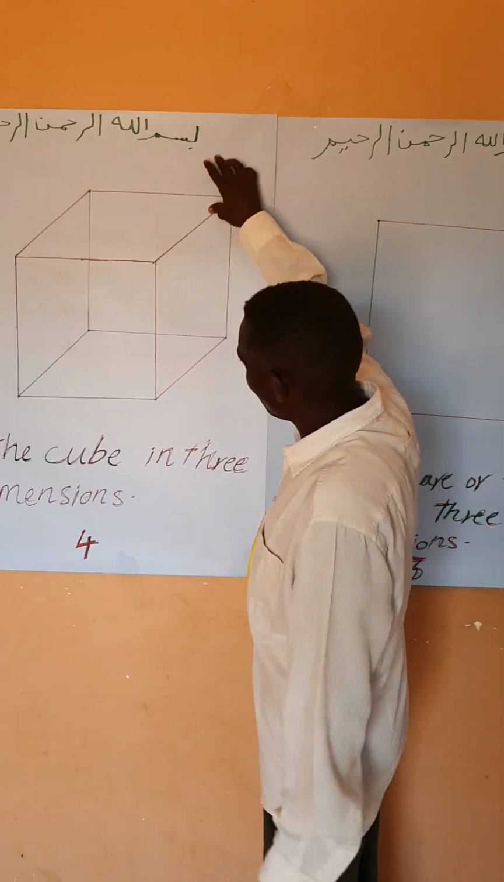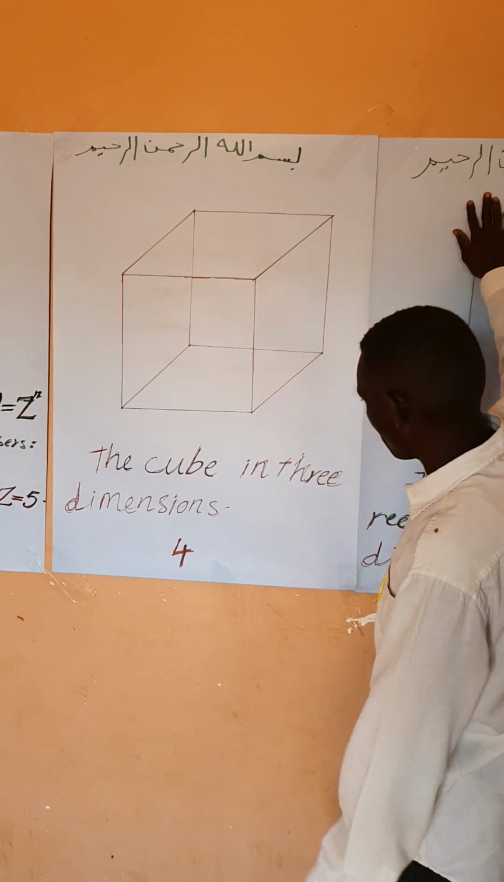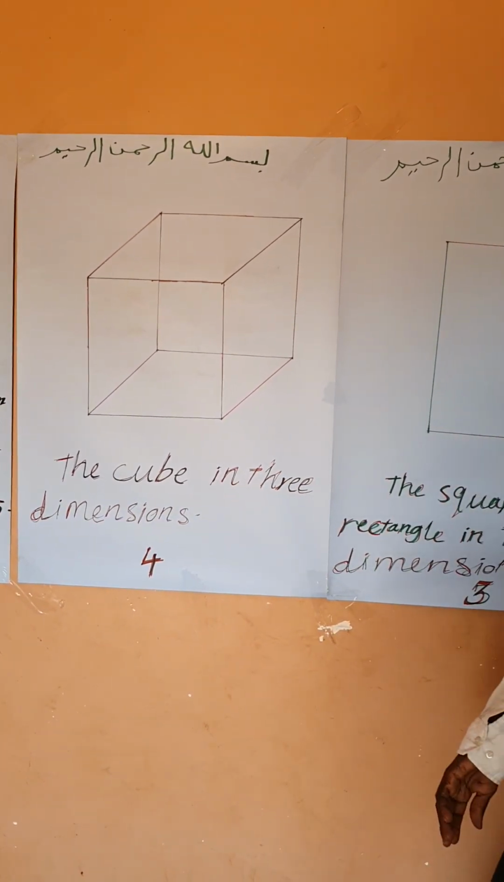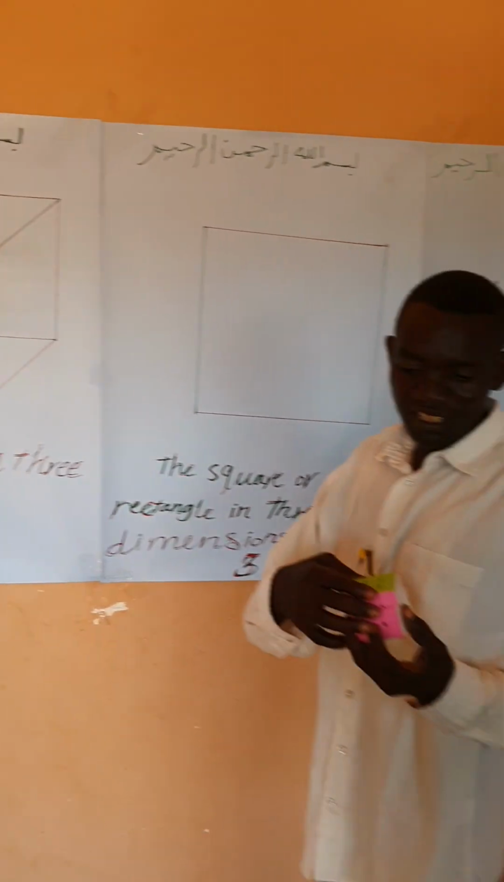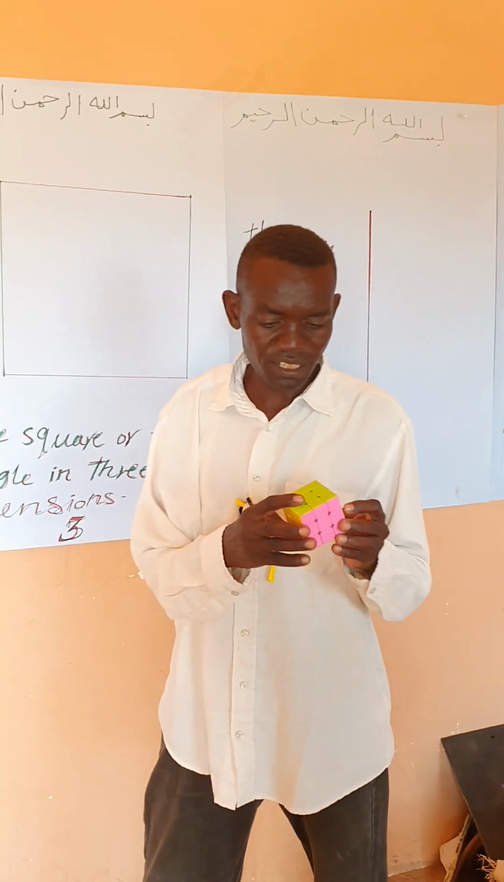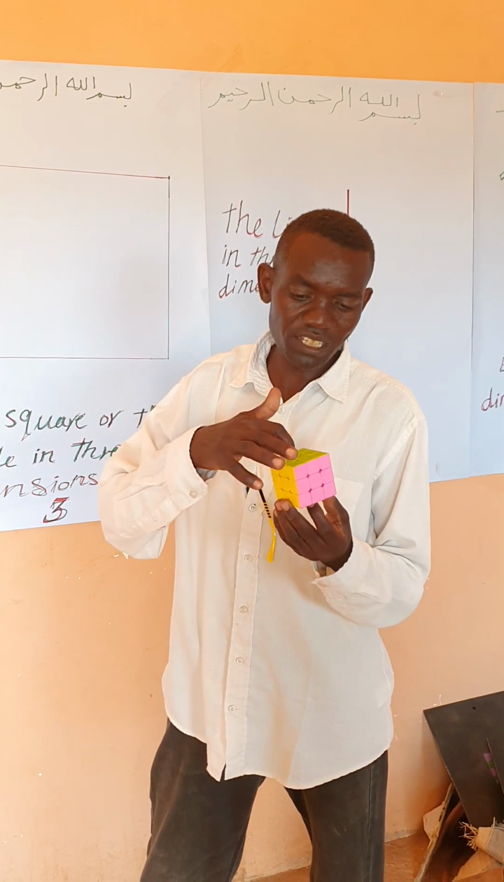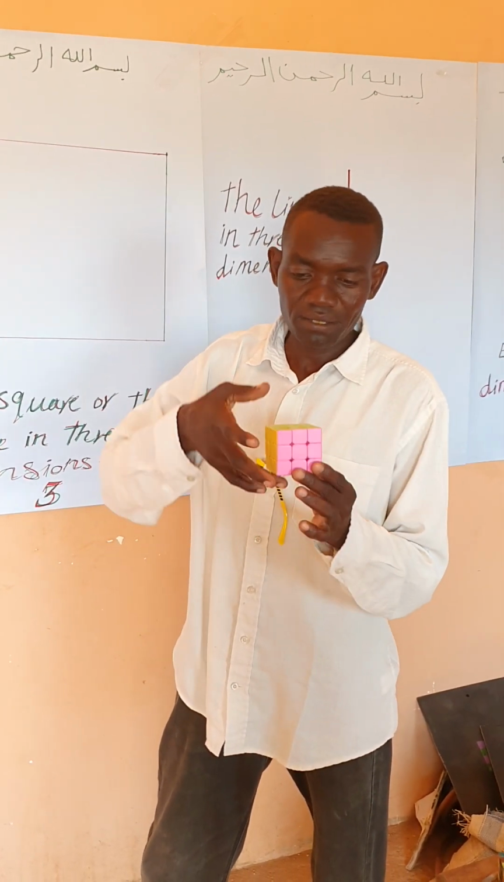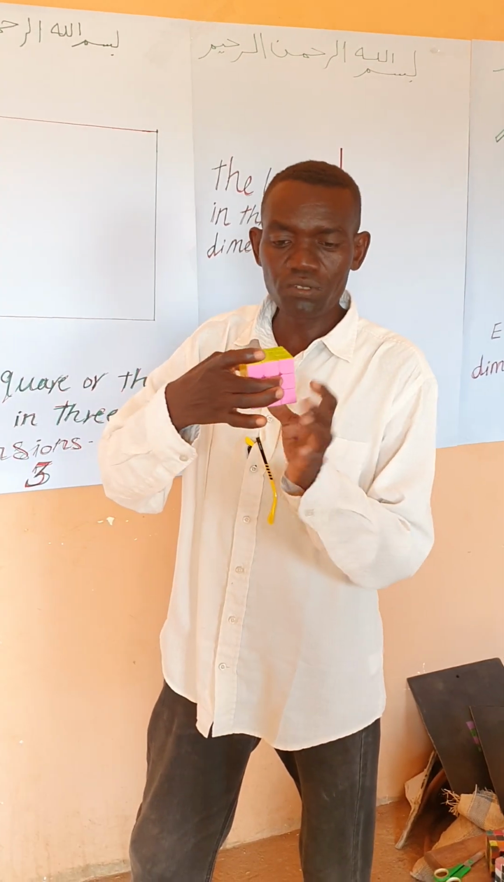If we have a cube, the cube is also in three dimensions. If we have a cube like this, we have three dimensions: this one dimension, two dimension, third dimension. 1, 2, 3.